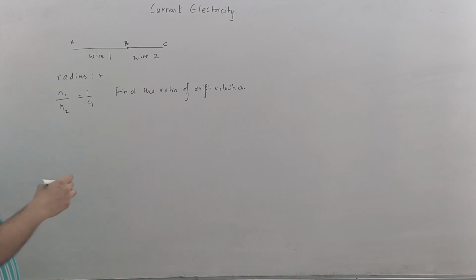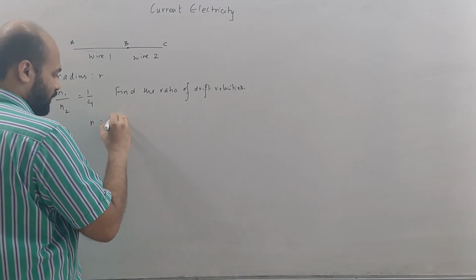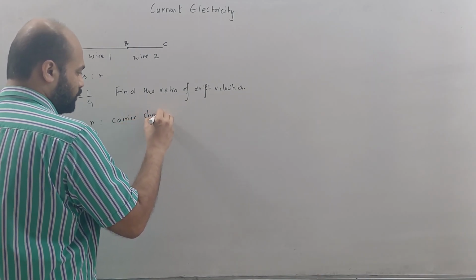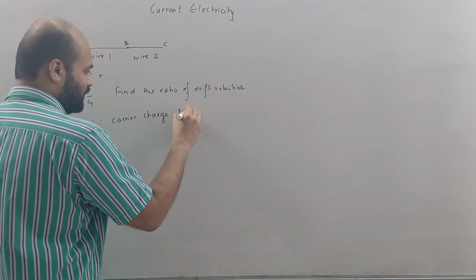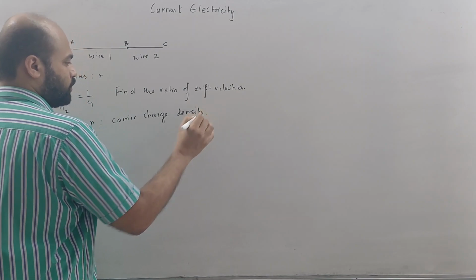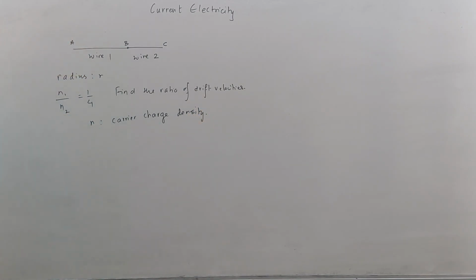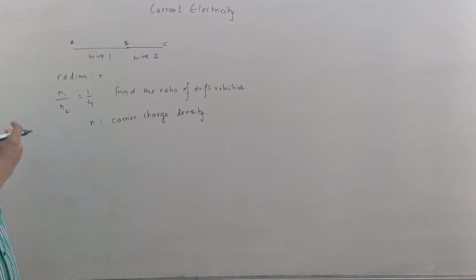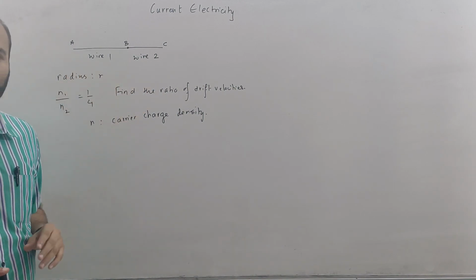What is N? N technically is carrier charge density. So carrier charge density is nothing but number of charges per unit volume. This quantity is called N, and that is the ratio of both of them, so carrier charge density in this wire and this wire. So that's N1 by N2. The ratio is 1:4. What we have been asked is to find out the ratio of drift velocities.